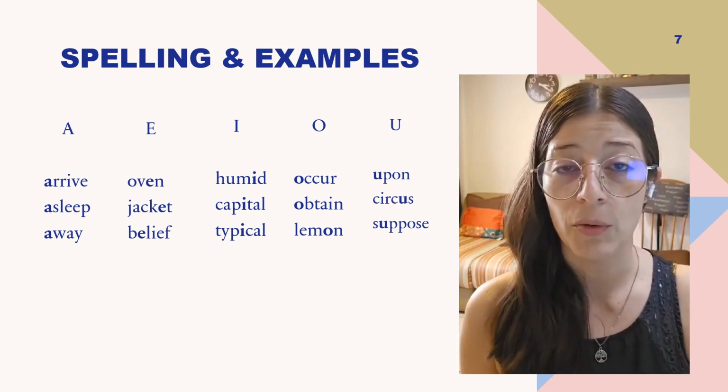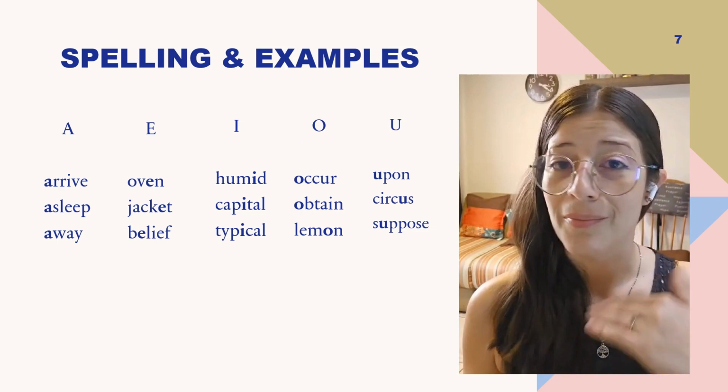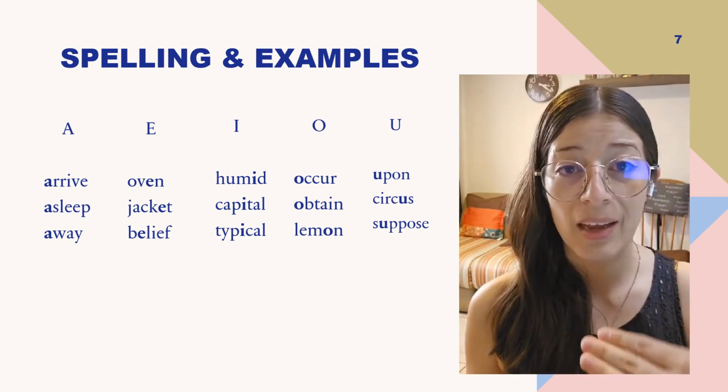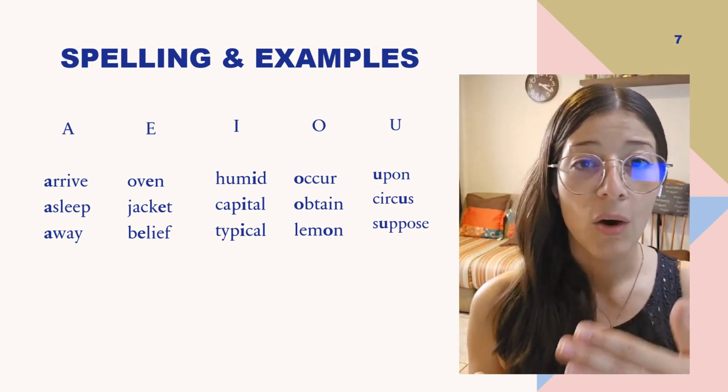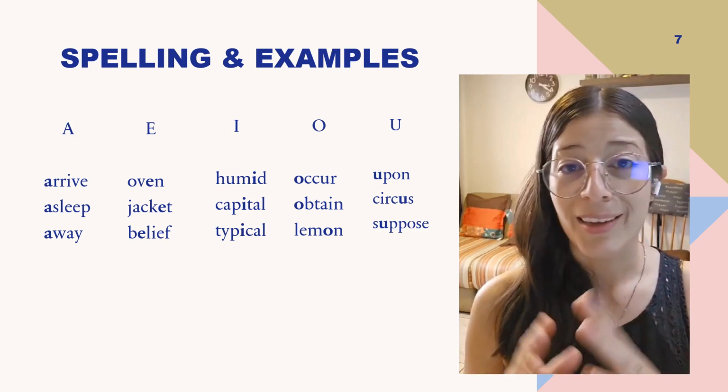It may be difficult for us because it can be spelled in different ways. We have it in many combinations. We have it with A, I, E, O, U, like all the vowels.